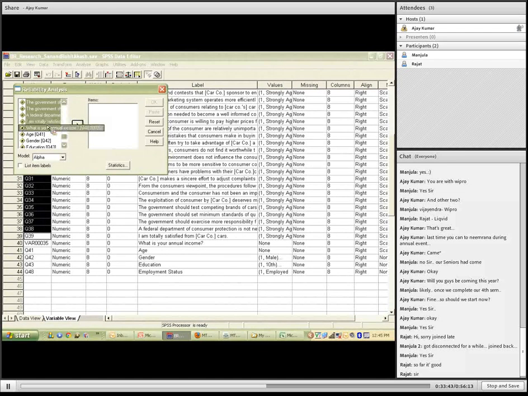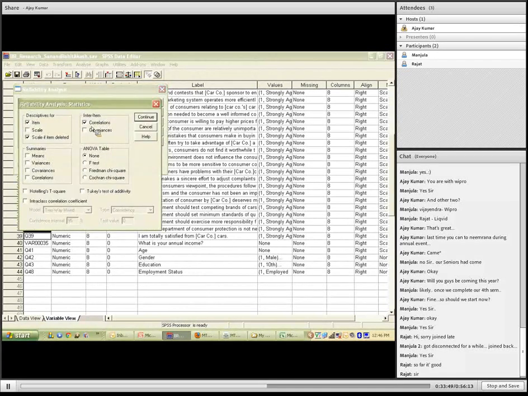So I have taken all these 39 items, and I will go to statistics, and I have clicked on correlations, which will give me inter-item correlation. Inter-item correlation would mean correlation between the first question and second question, between the first question and third question, and so on. I've also checked descriptives.